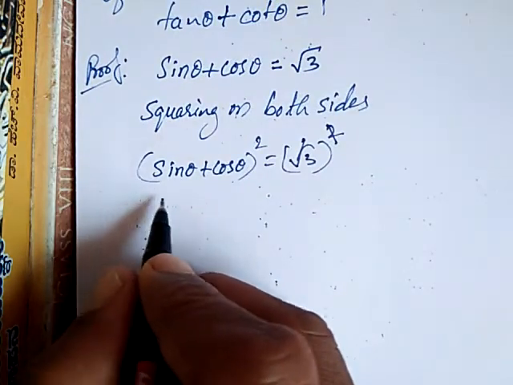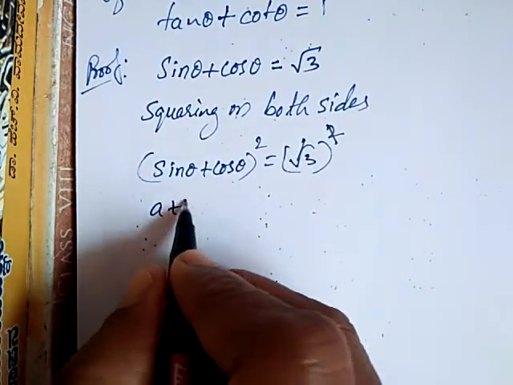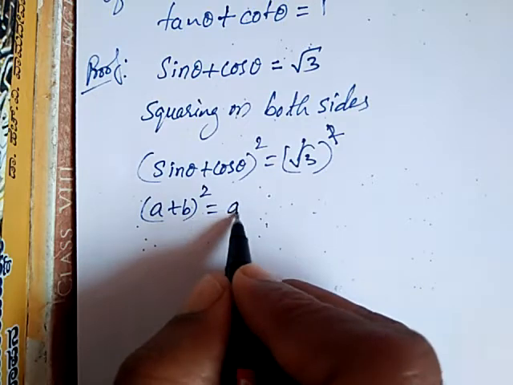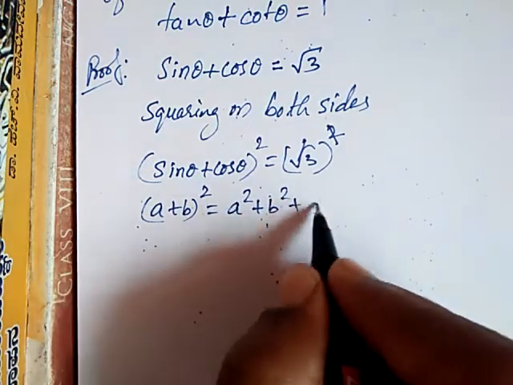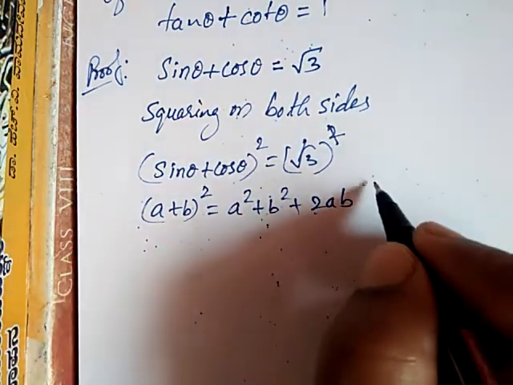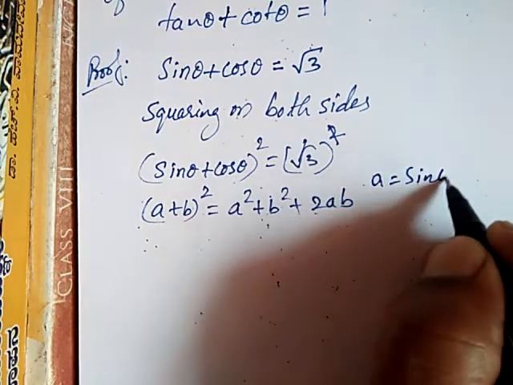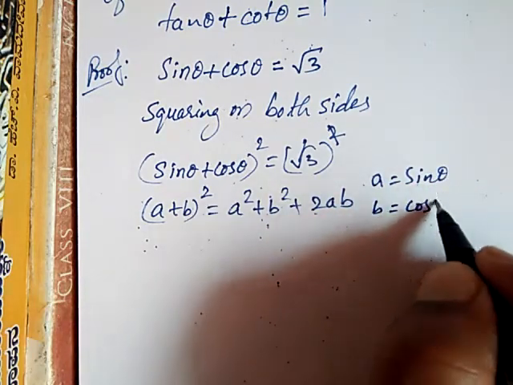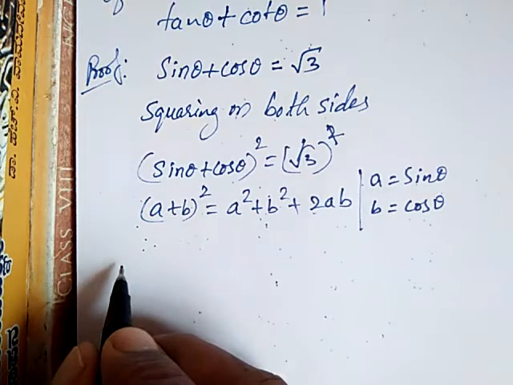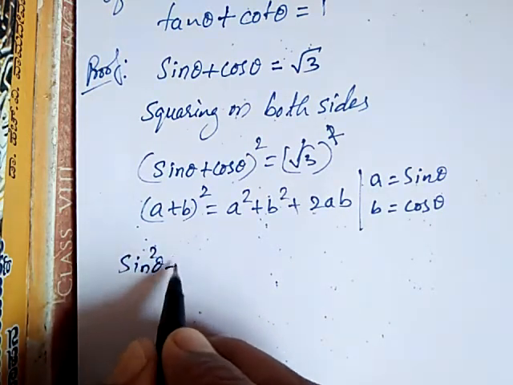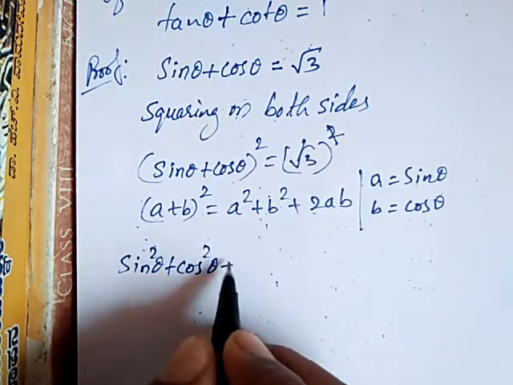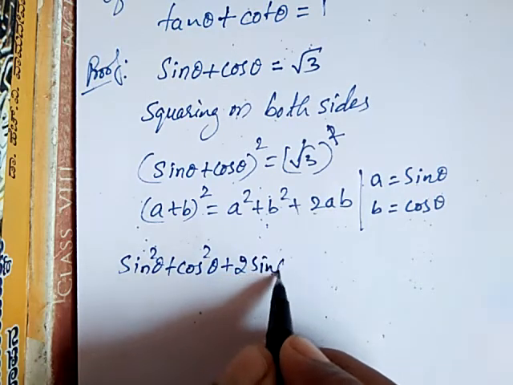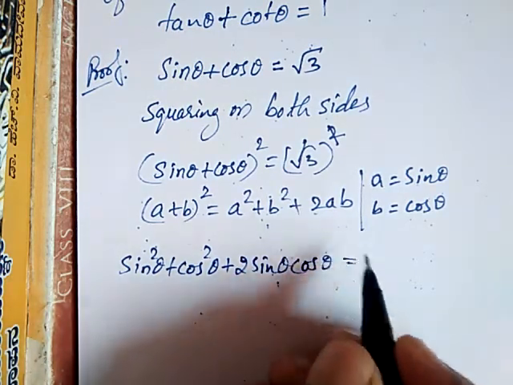So here you apply the a plus b whole square formula. A plus b whole square is equal to a square plus b square plus 2ab. So here a is nothing but sin theta, and b is nothing but cos theta, and you apply it here. So it will be sin square theta plus cos square theta plus 2 sin theta cos theta, which is equal to root 3 whole square.